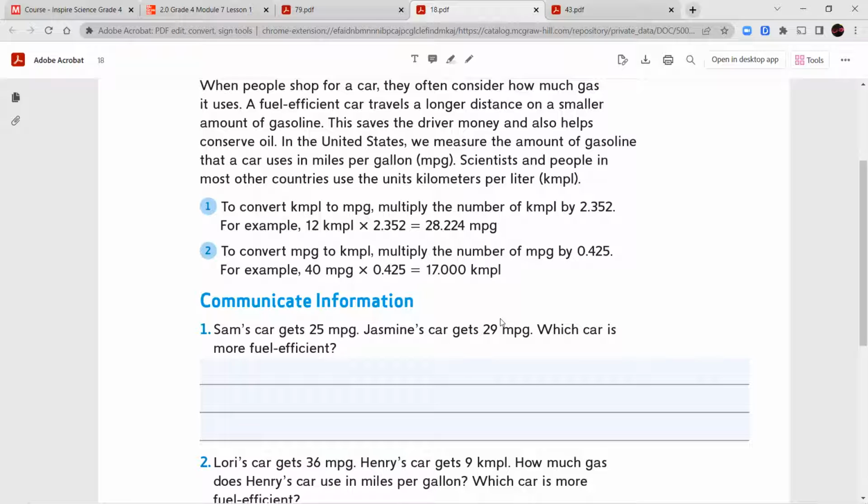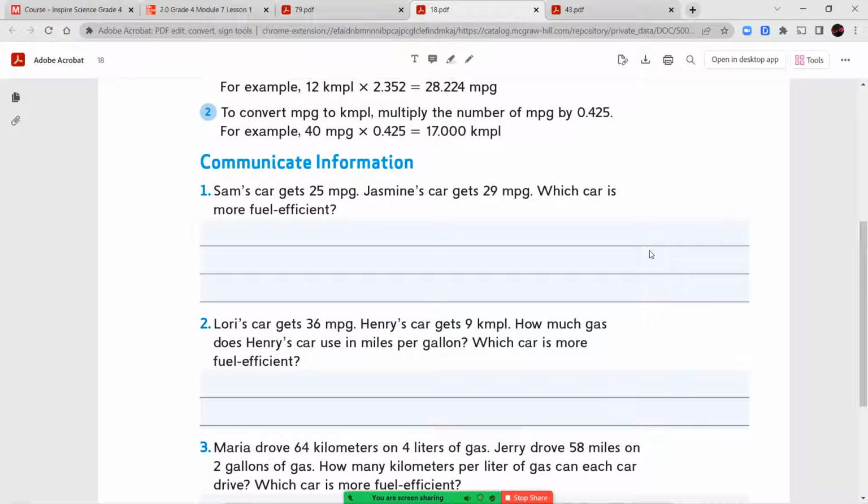To convert kilometers per liter to miles per gallon, multiply the number of kilometers per liter by 2.352. For example, 12 kilometers per liter times 2.352 equals 28.224 miles per gallon. To convert miles per gallon to kilometers per liter, multiply the number of miles per gallon by 0.425. So 40 miles per gallon times 0.425 is equal to 17 kilometers per liter.